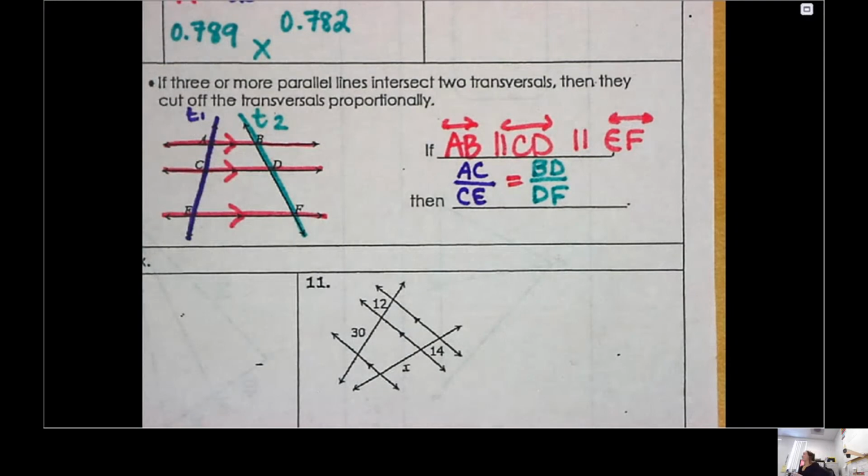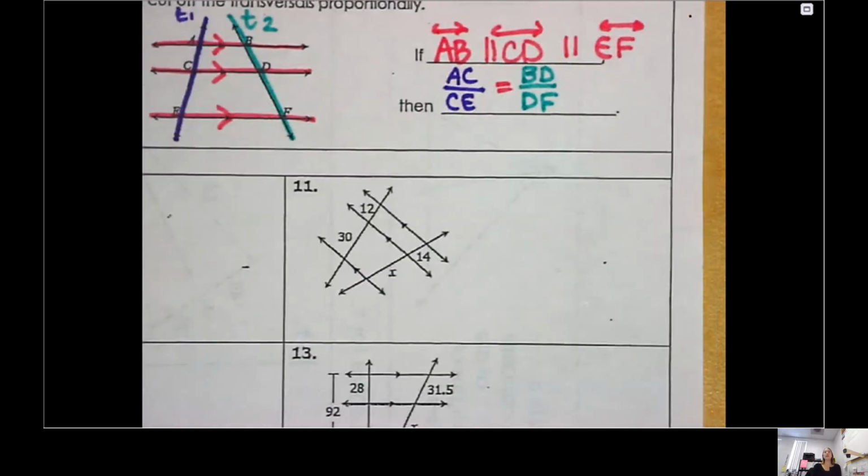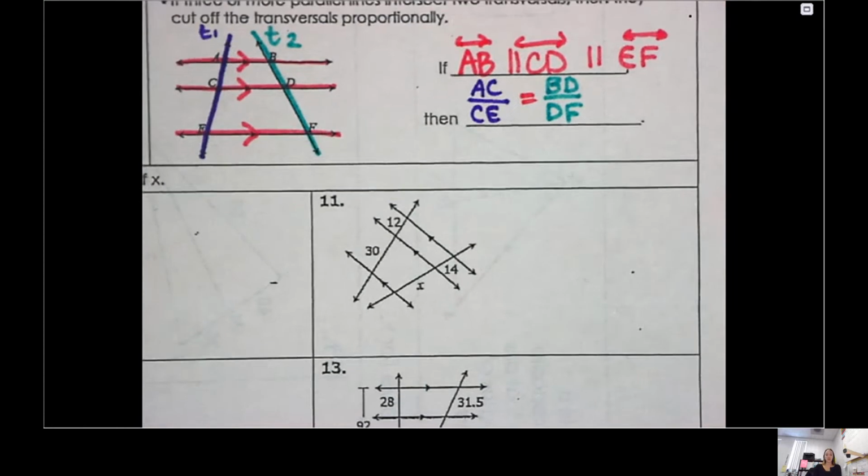So you do have to pick 2 numbers that are on the same transversal. So it might be smart of you to label transversals T1, T2, because that might help you out when you're looking at your picture so you don't get confused.